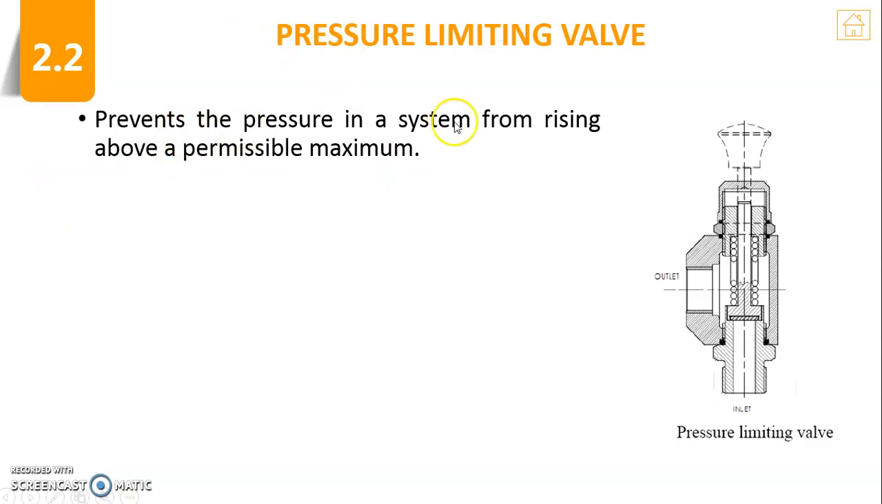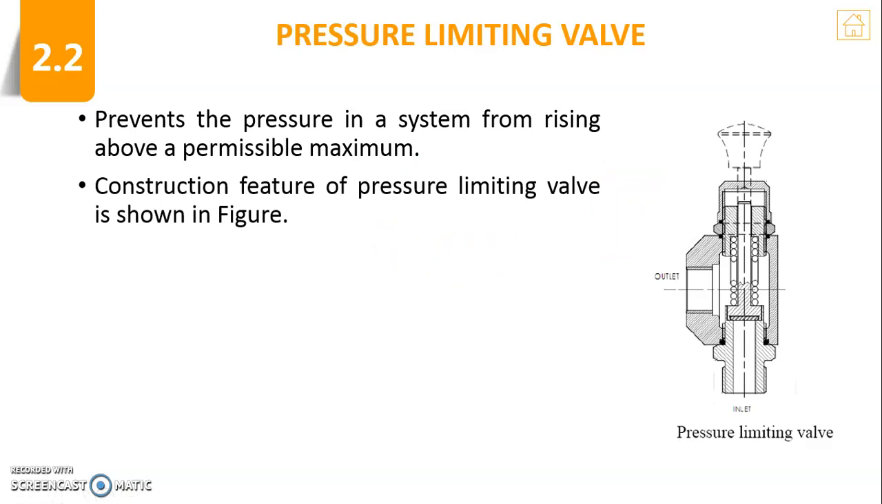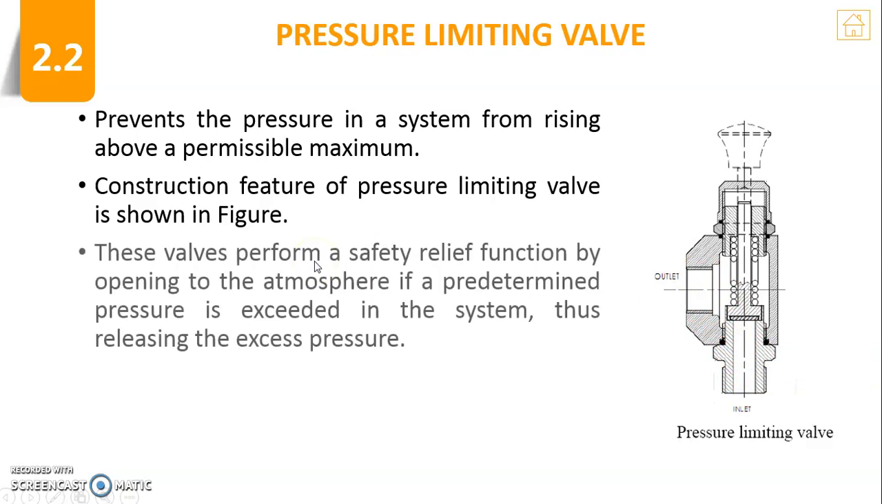First, it prevents the pressure in a system from rising above the permissible maximum. If there is any sudden rise in pressure, you can reduce it using this pressure limiting valve. The construction of the pressure limiting valve is similar to a poppet arrangement, where you have a poppet fixed over a seat. If any pressure or external manual force is applied, the poppet will move upwards or downwards. Depending on that, an opening is created and the excess pressure is sent out to the atmosphere. These valves are commonly used for safety, to protect the device and the system if any abnormal condition or accident happens in your circuit.